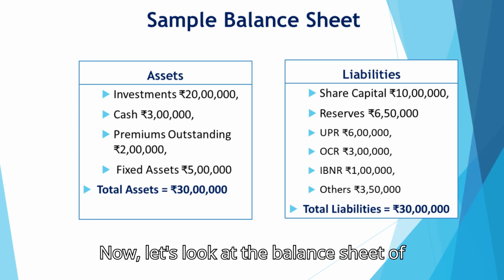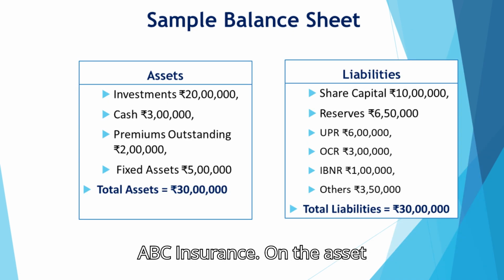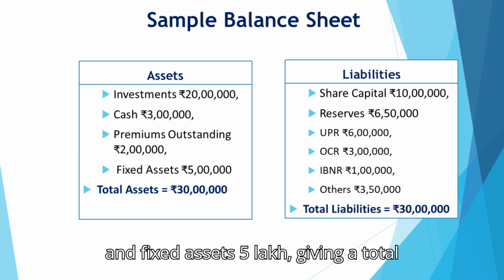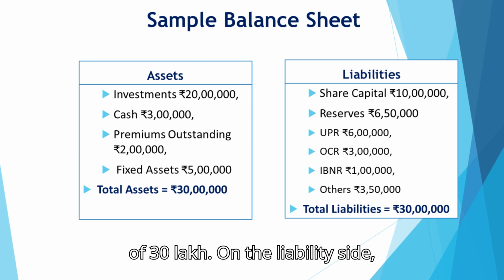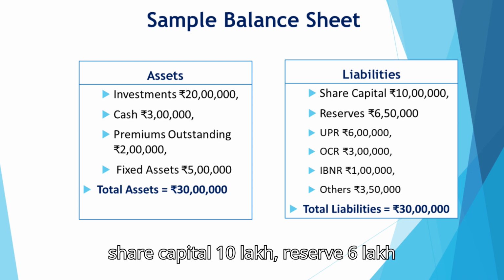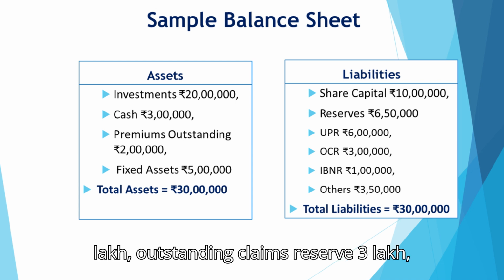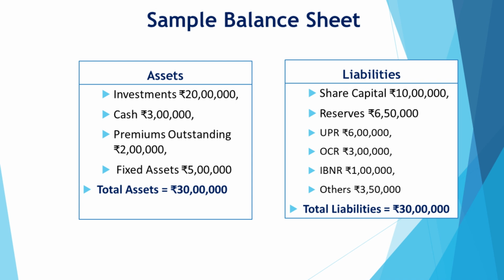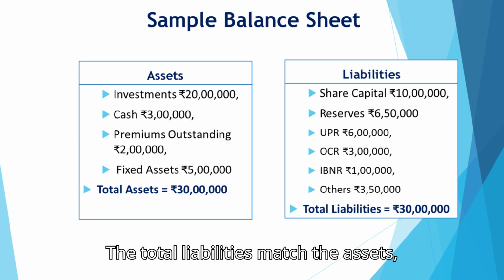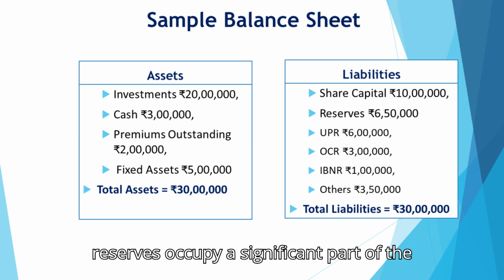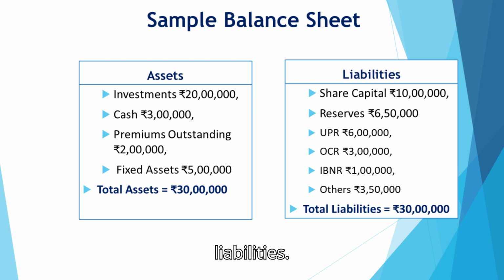Now, let's look at the balance sheet of ABC Insurance. On the asset side, investments 20 lakh, cash 3 lakh, premiums outstanding 2 lakh, and fixed assets 5 lakh, giving a total of 30 lakh. On the liability side, share capital 10 lakh, reserve 6 lakh 50,000, unearned premium reserve 6 lakh, outstanding claims reserve 3 lakh, IBNR 1 lakh, and other liabilities 3 lakh 50,000. The total liabilities match the assets at 30 lakh. Notice how reserves occupy a significant part of the liabilities.